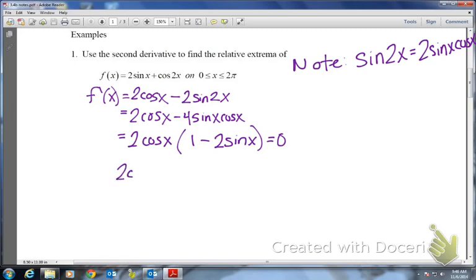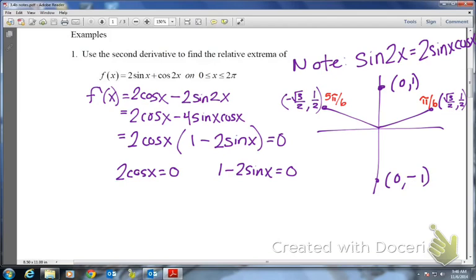So if I set 2 cosine x equal to 0, and if I set 1 minus 2 sine of x equal to 0, I want you guys to go ahead and take a minute and figure out what values of x would make these two things equal to 0. I'll give you a hint. There are 4 values in our range from 0 to 2 pi. So figure out what the 4 values are.